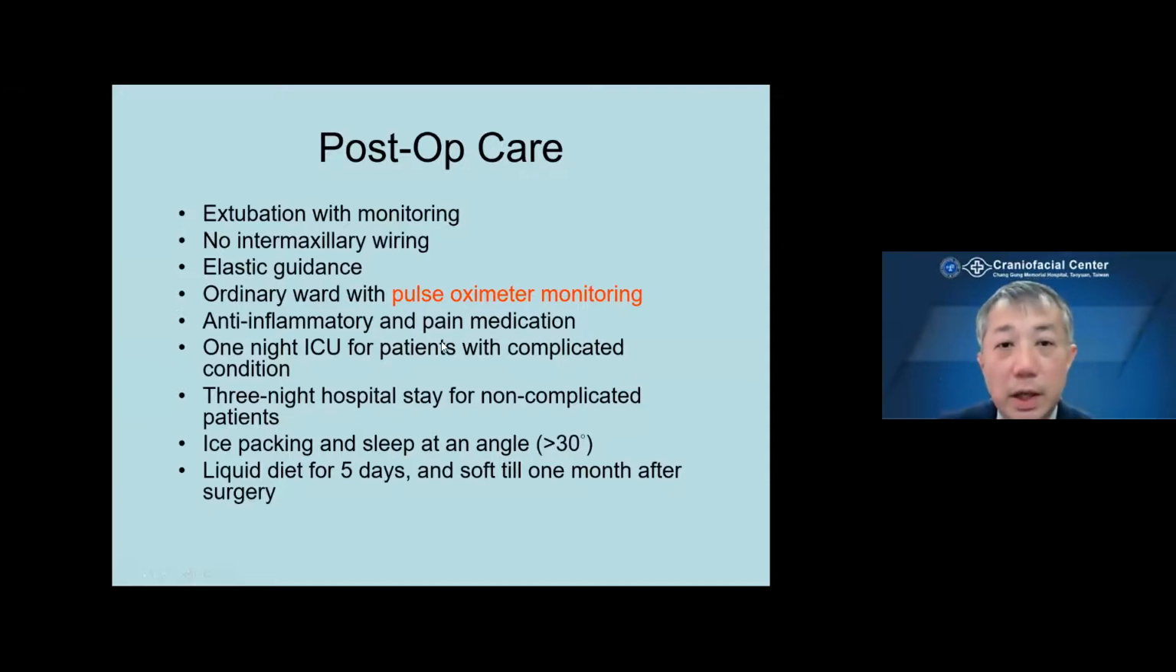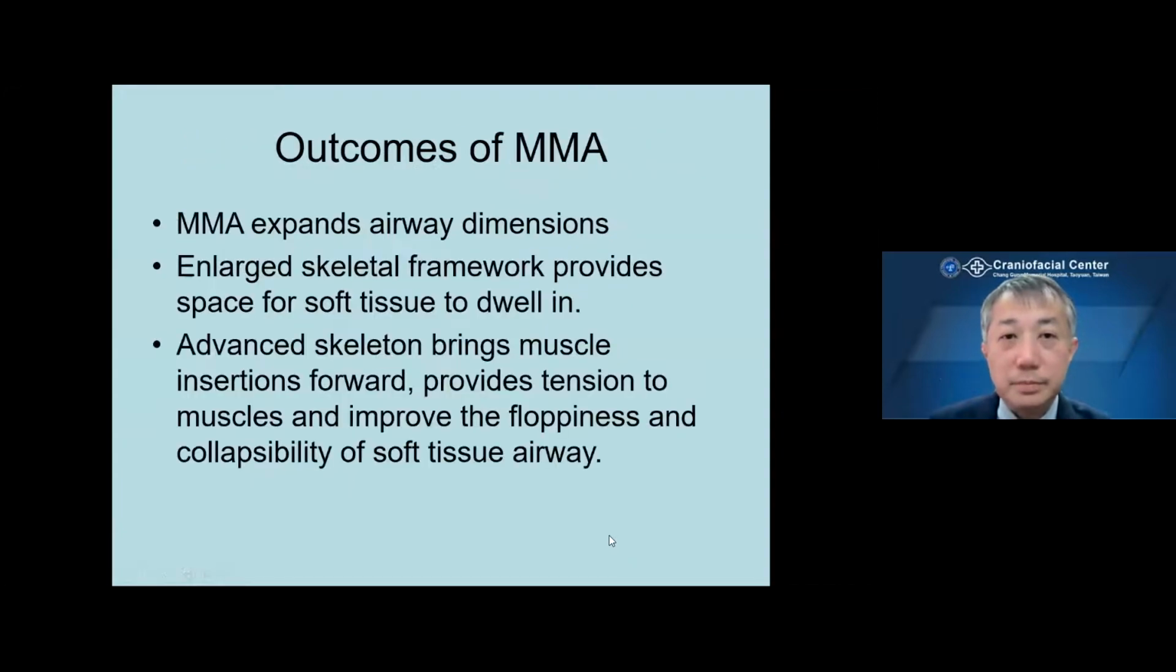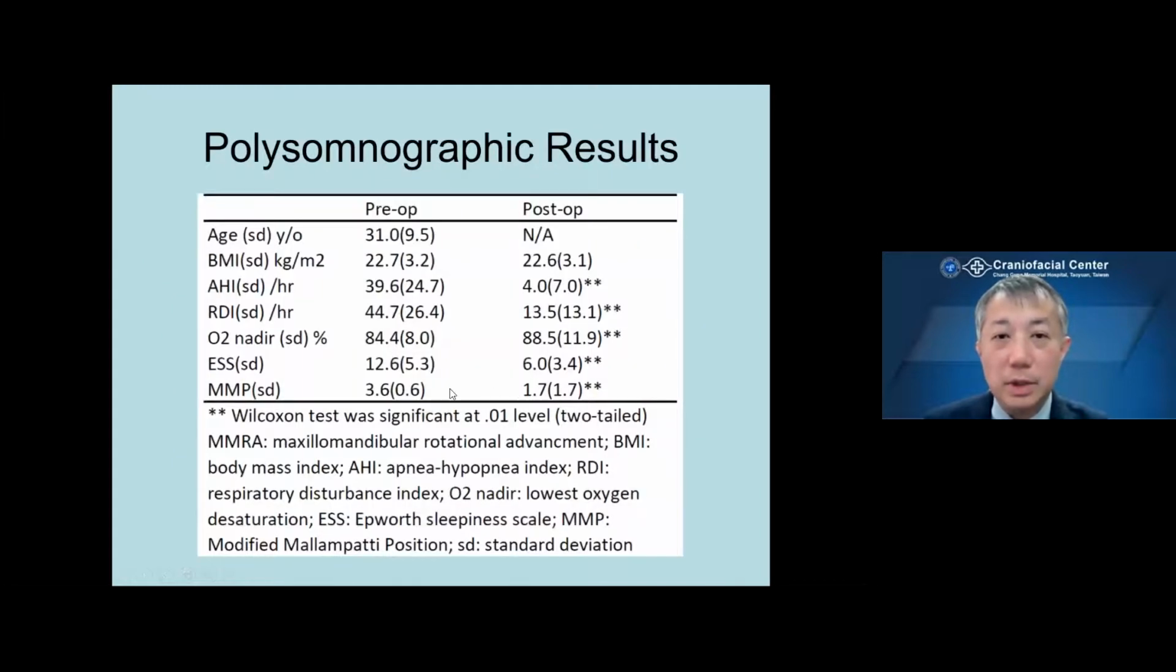So after surgery, usually we use the pulse oximeter to monitor the patient's condition, and usually they could have some transient hypoesthesia of the trigeminal third nerve. Then after the surgery, the airway can be expanded, the occlusion improved, and the sleep quality can be normalized. So by the PSG result, we can see that for those patients before and after surgery, the AHI comes back from 39.6 to 4, which is a normal range.